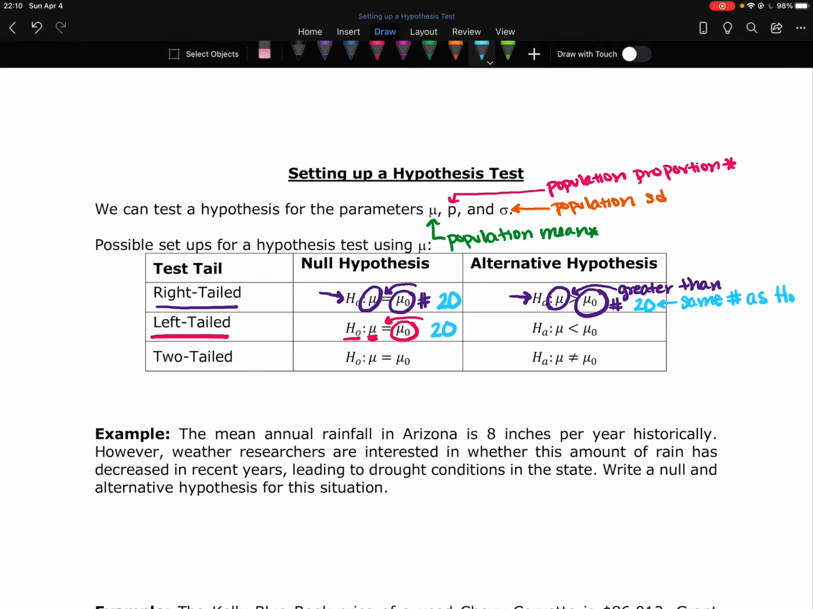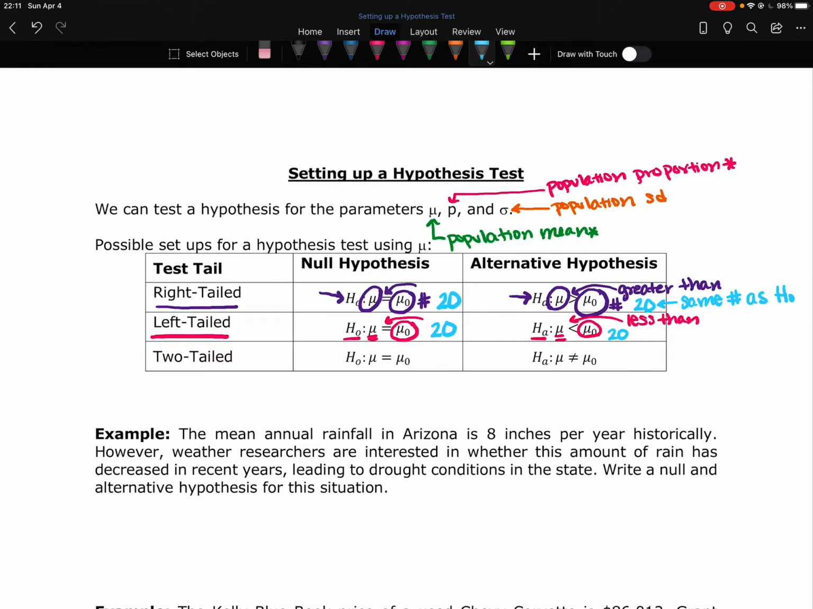But then the left-tailed test, the alternative, HA, I'm still looking at a mean, but now I think the mean is less than that number from the article that I read, which was 20. So a right-tailed test is when you think the value is greater than. A left-tailed test is when you think the value is less than.